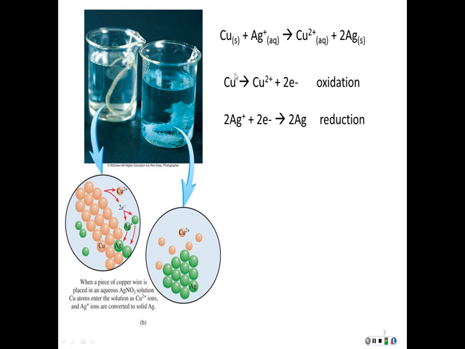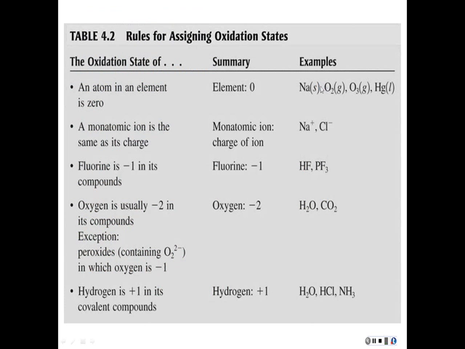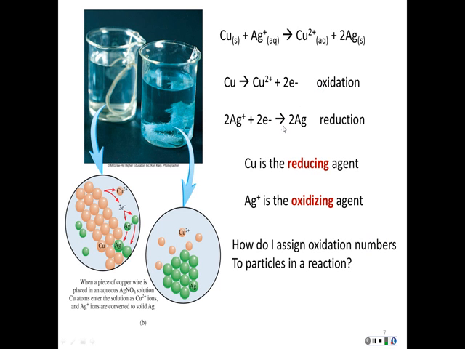We see that the copper is losing electrons, it's being oxidized, and oops, let me go back here. And the silver is being reduced, the silver ions. Now you're going to be asked what's being oxidized and what's being reduced, and also to find the oxidizing and reducing agents. So we're going to spend some time in this lecture going through that.